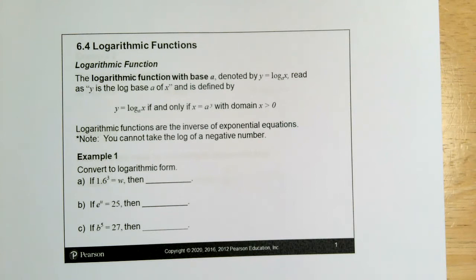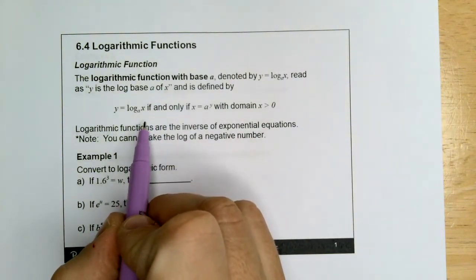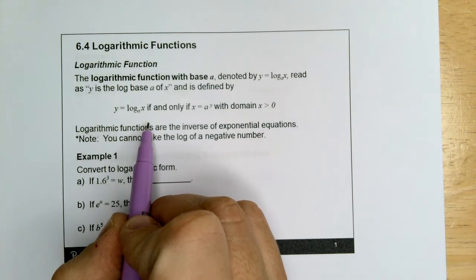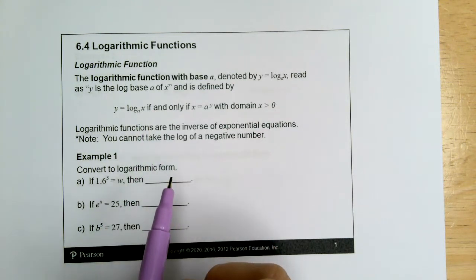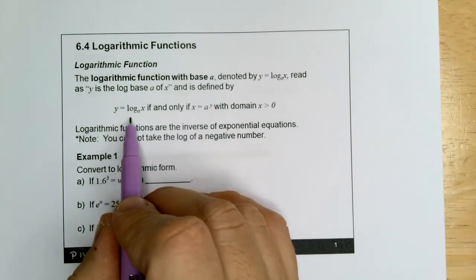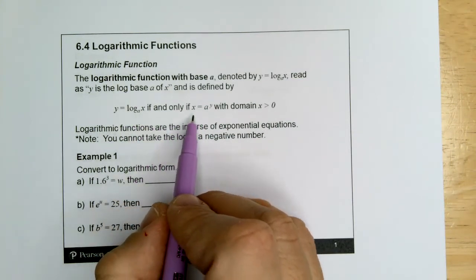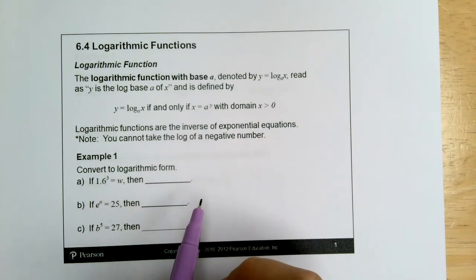If log base a of x is what undoes 2 to the x equals 5, then I need to learn how to convert between the logarithmic form and the exponential form. Okay? y equals log base a of x if and only if x equals a to the power of y.